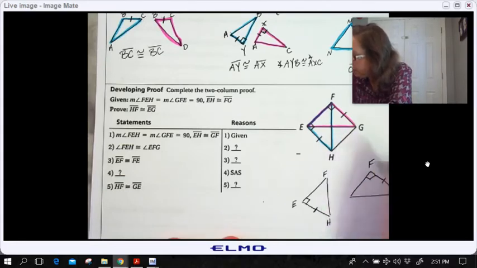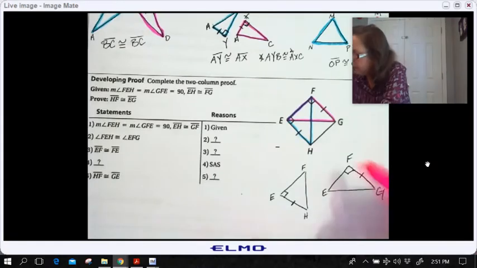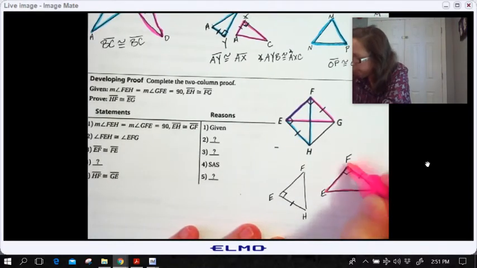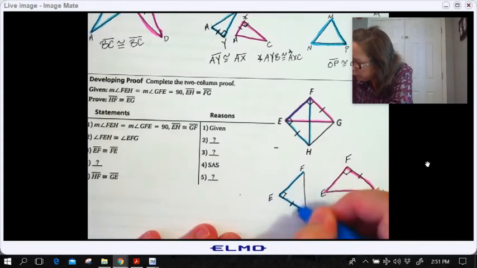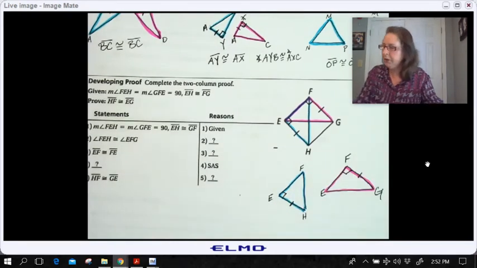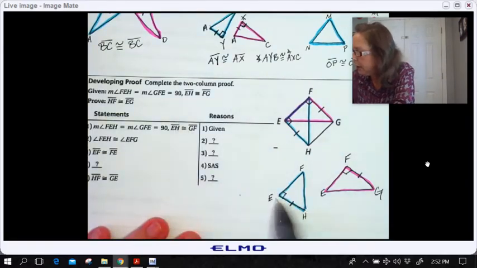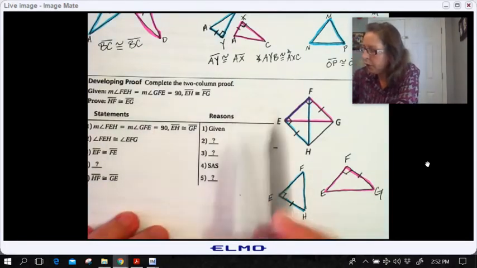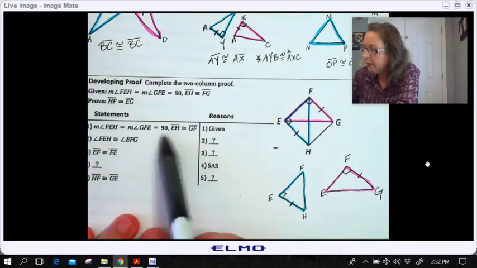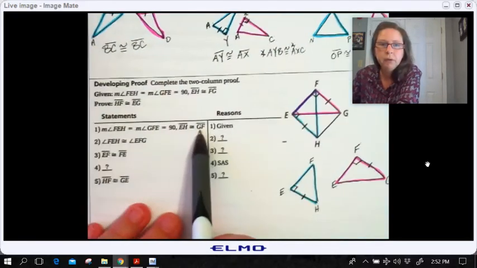So this is F, this is E, and this is G. If you wanted to see those two triangles separated, this is what they look like. All right, and then don't forget my blue one. I've taken all the given information and marked it. So EH is congruent to FG, okay? I was given that these angles are 90 degrees, and I was given that EH is congruent to GF.